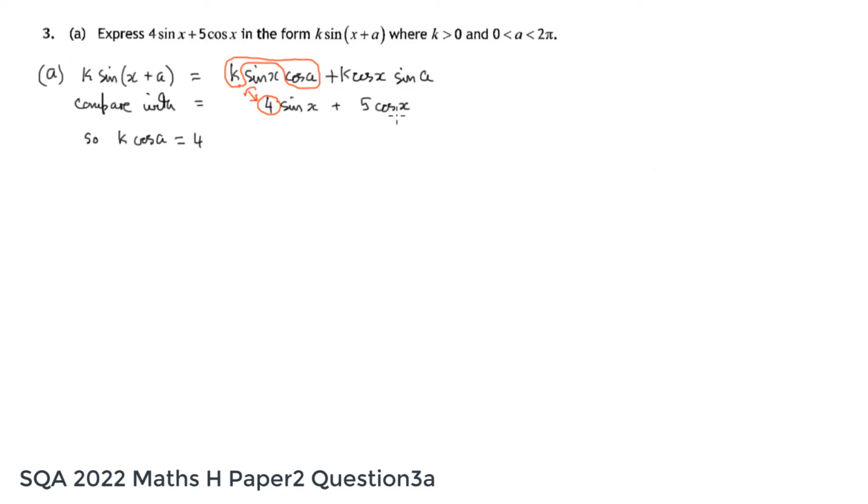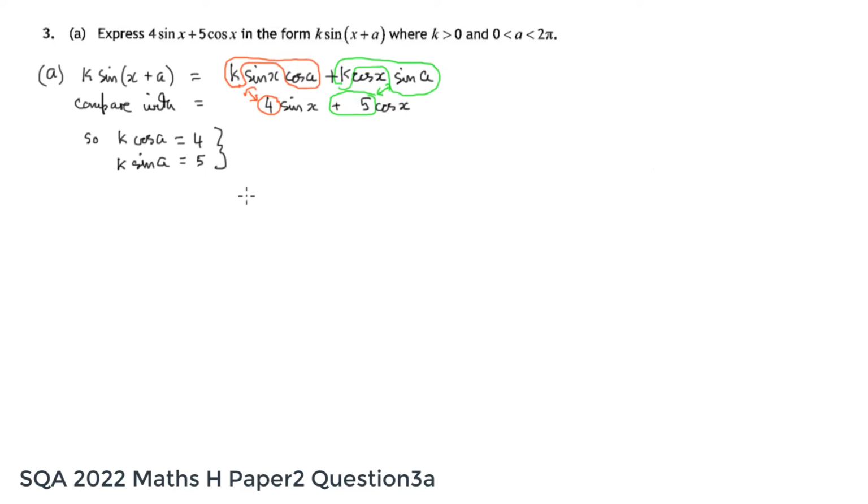Now let's do a similar thing for cos x. The coefficient of cos x here is positive 5. The coefficient of cos x here involves k times sine a. So these two coefficients must be identical. So k sine a, the coefficient of cos x in this expression, is the same as 5, the coefficient of cos x in this expression. So we have two equations with two unknowns, the k and the a. And two equations, two unknowns, that's enough to solve them and find what the constants are.